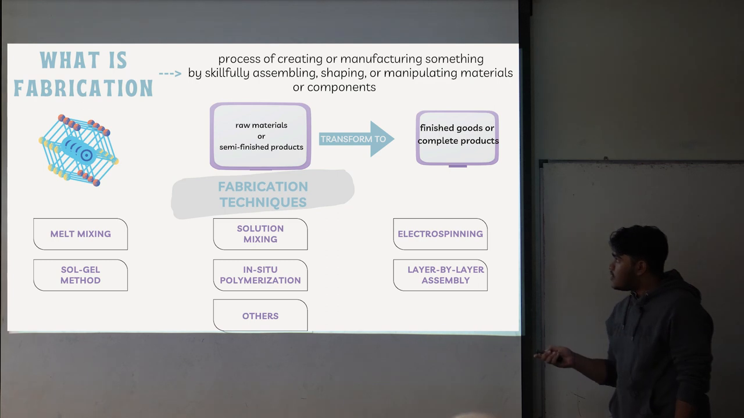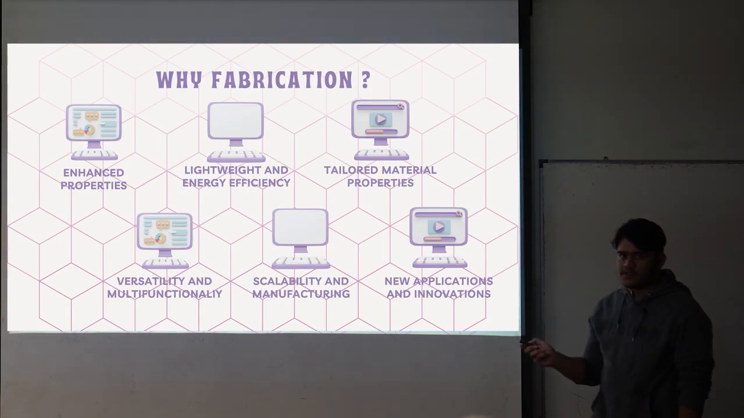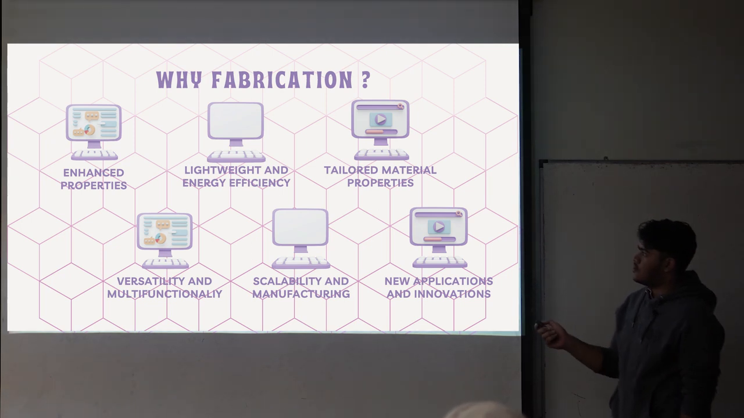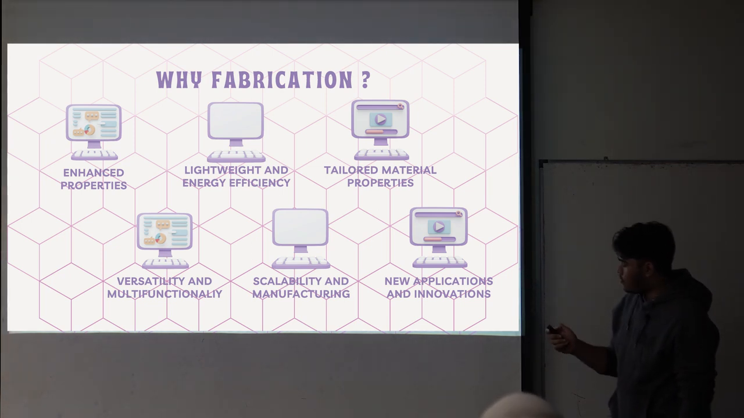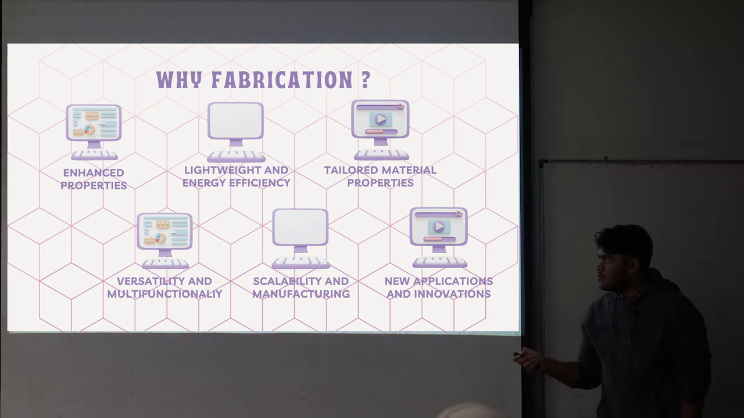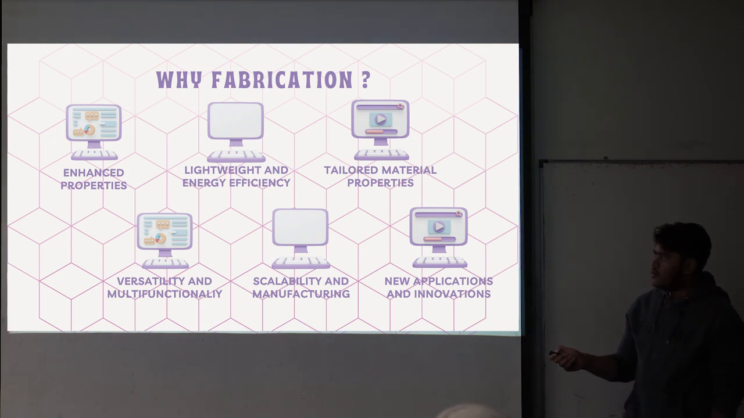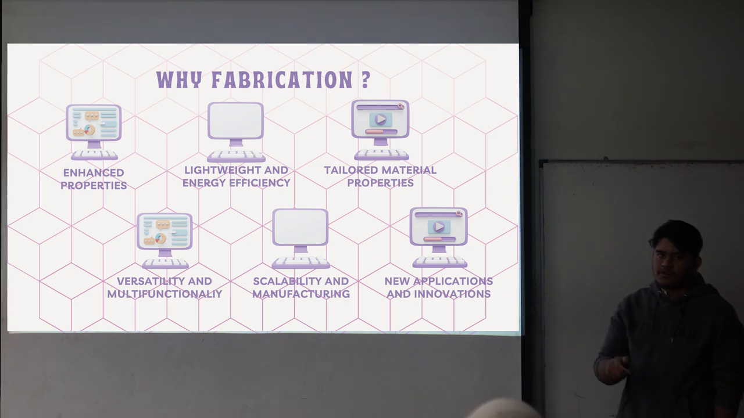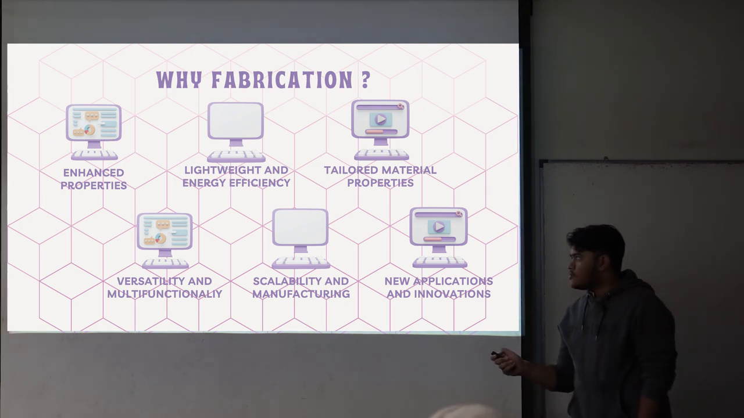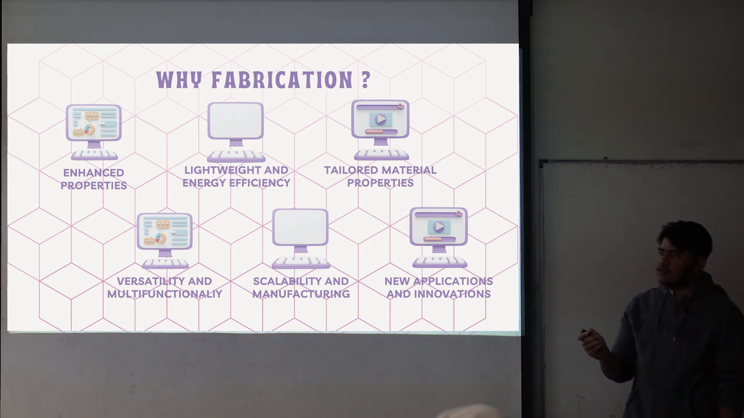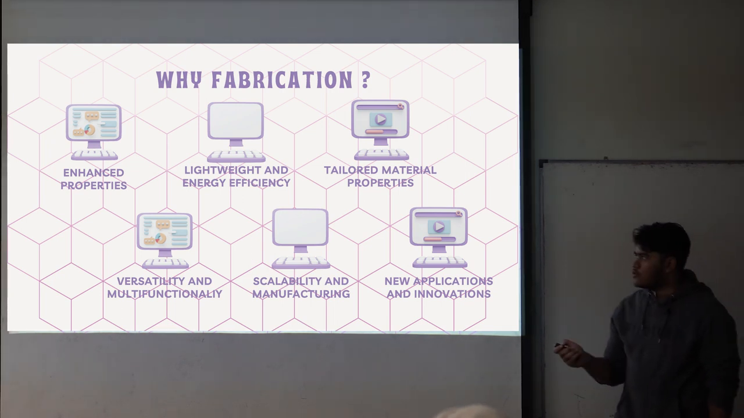So next slide. Why do we need to do fabrication to produce a nanocomposite? Why is it so important for us to do fabrication technique? The first one is to enhance the properties of the materials. When we produce nanocomposite, it enhances the properties of materials, making it better than the traditional material before. It increases the mechanical strength, increases the thermal stability, and so on.